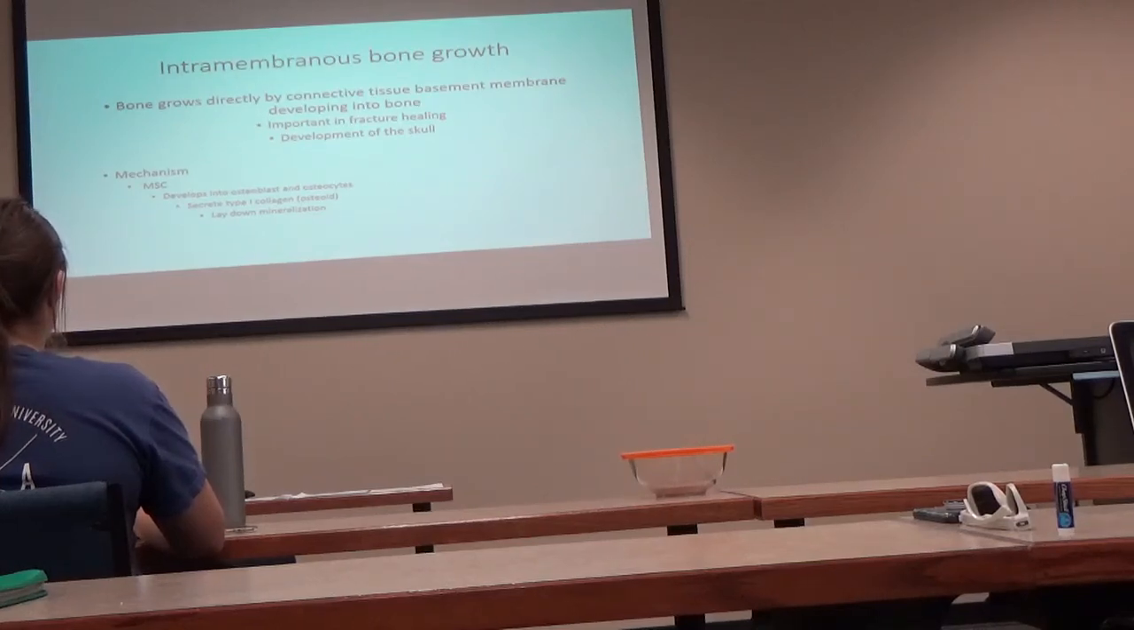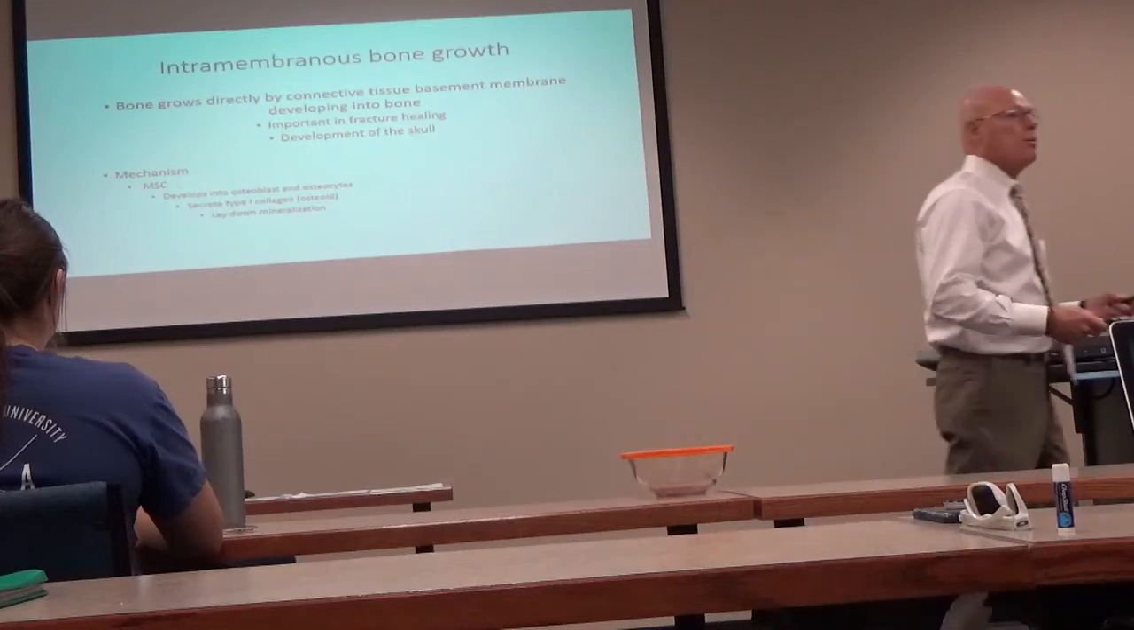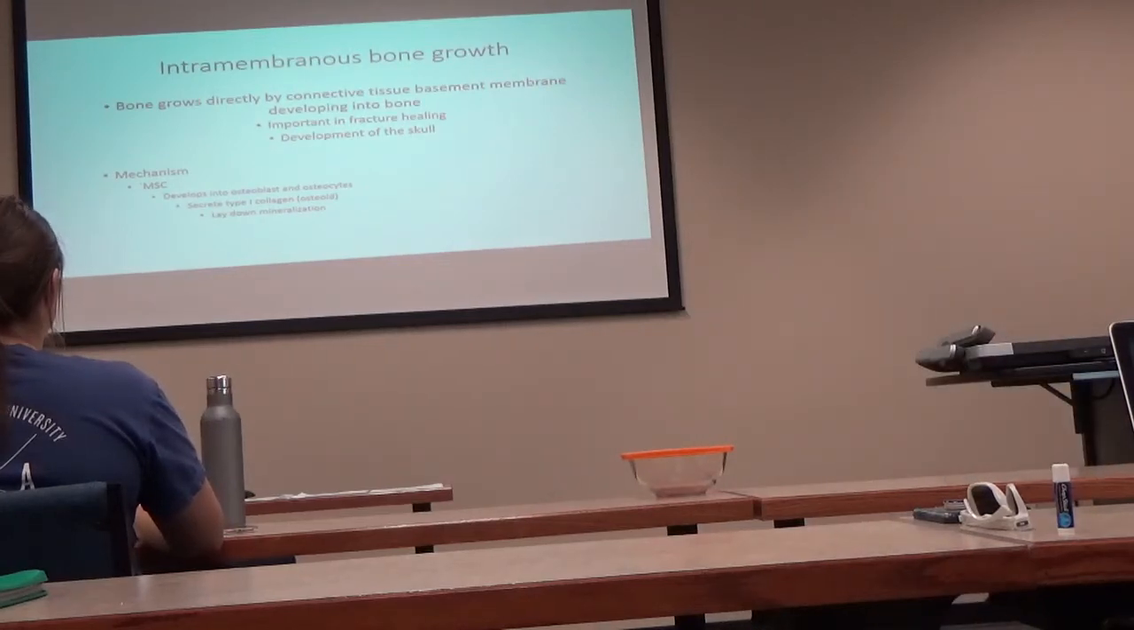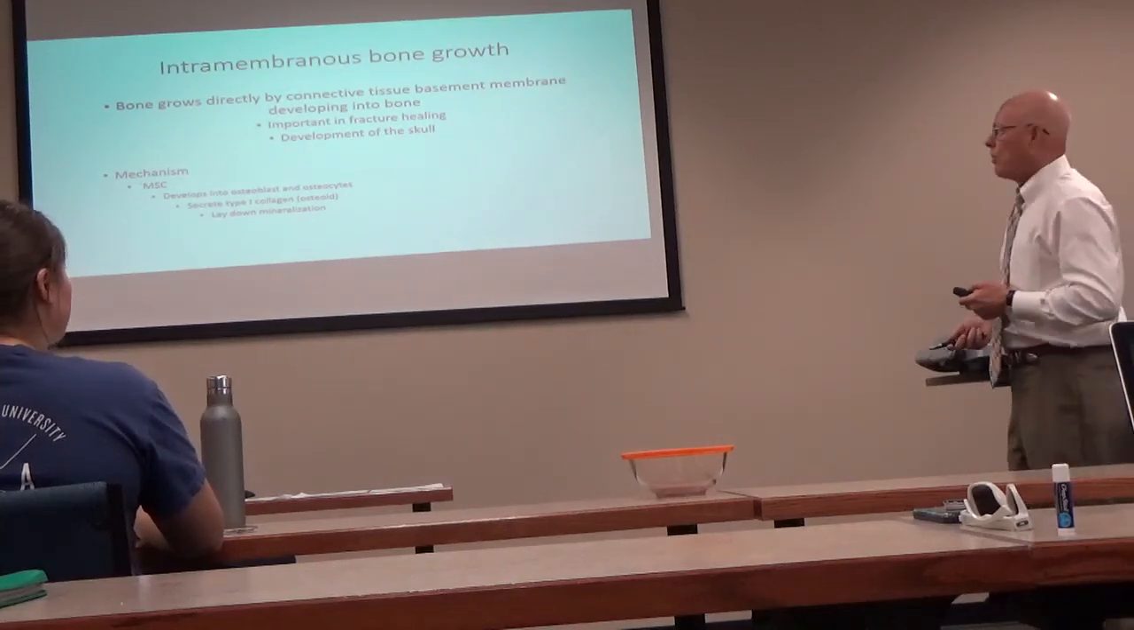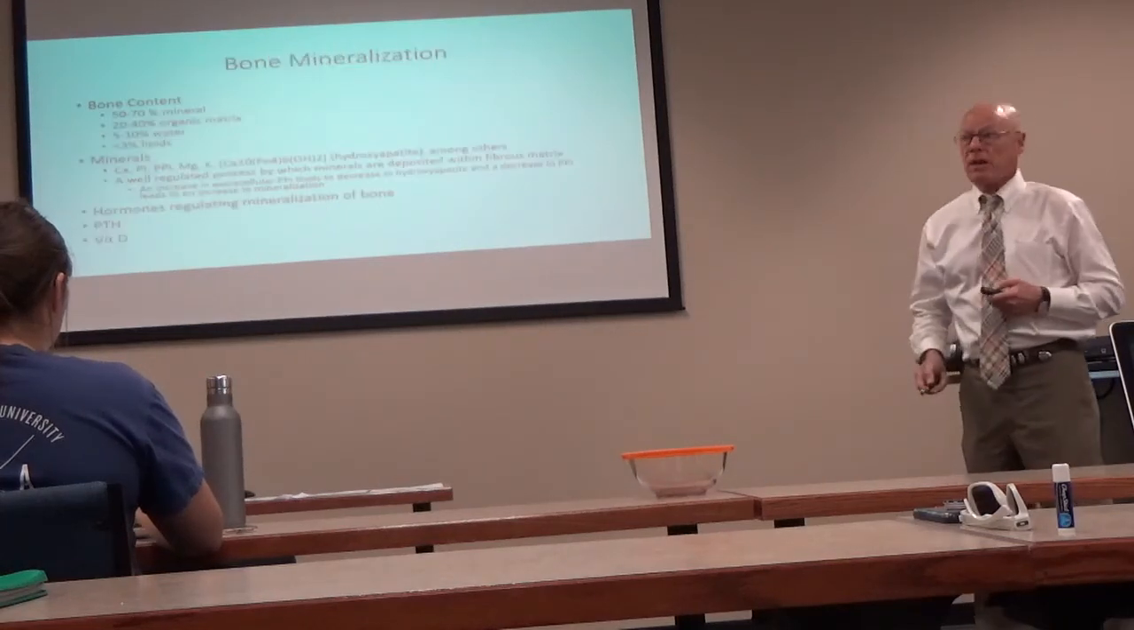And the mechanism is that this MSC, mesenchymal stem cell, develops into an osteoblast and into osteocytes and secretes type 1 collagen. They just secrete type 1 collagen and lay it down in the matrix and bone grows. Okay. Number one thing to remember: there are 2 ways for bone to grow. And then you ought to be able to develop in your head a little bit of a story about how that works. So secrete type 1 collagen into this matrix, and then it gets mineralized.